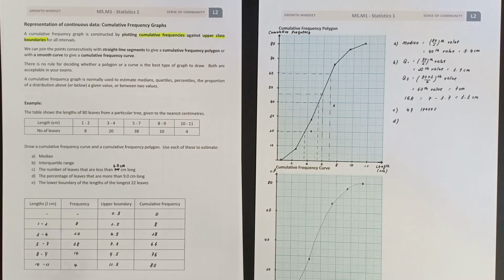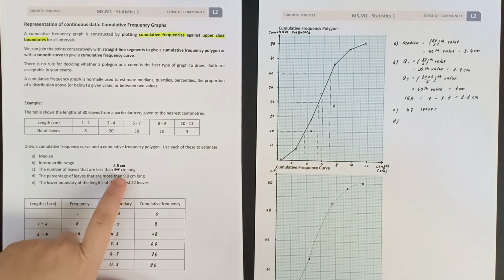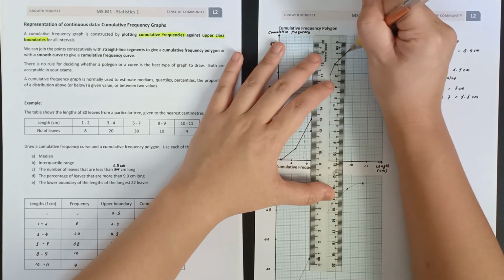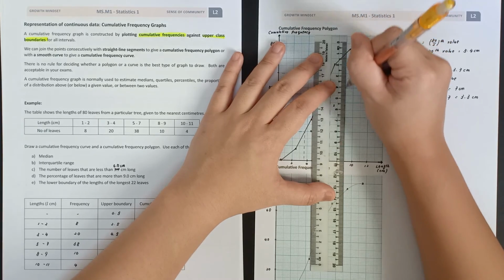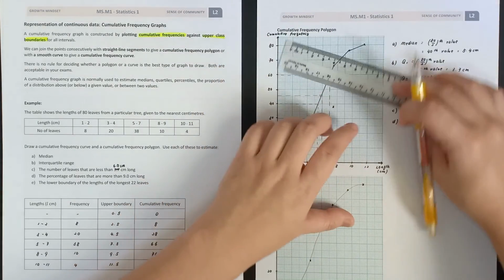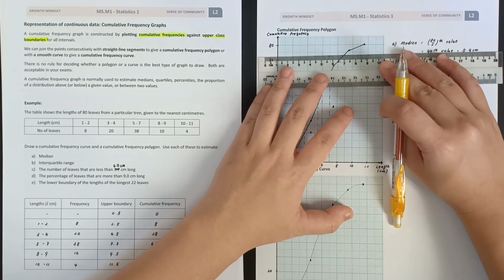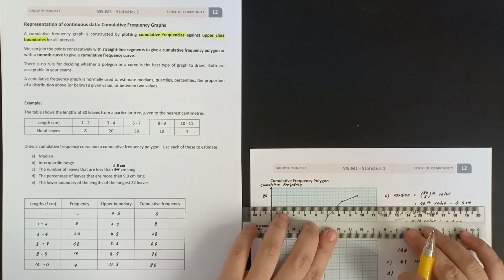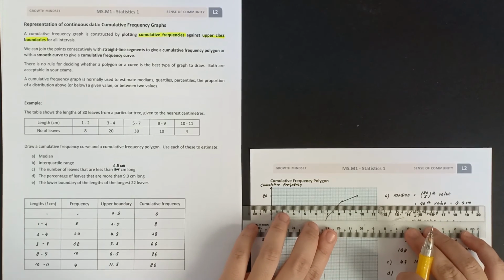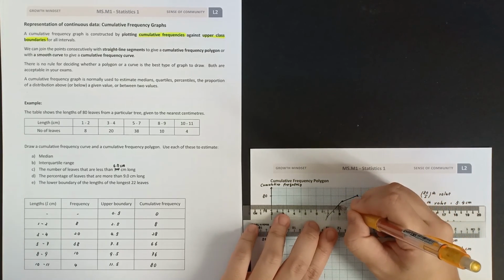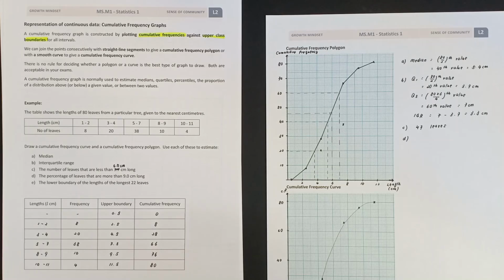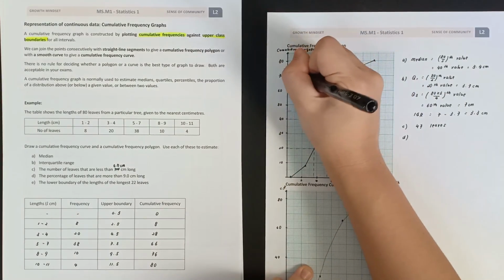Then I need to do the same thing here. So for the percentage of the leaves that are more than 9 cm, I will need to draw my 9 cm first. Okay, can you try to draw a dotted line by yourself? Yeah, it's very hard for me to draw. Okay, I think you will be getting 74 for this value.